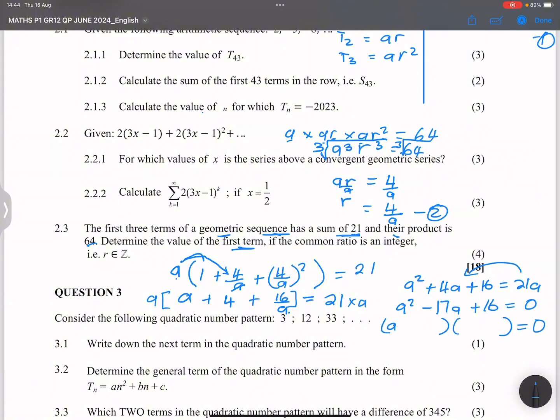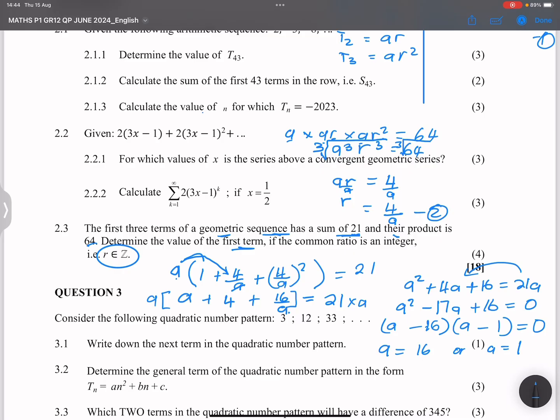So that will be A and A. That will be 16 and 1. Okay, and by the way, we get A is equal to 16 or A is equal to 1. Now remember, they had given us a restriction. They said R is an element of integers. So which of those A values would make R an element of integers?